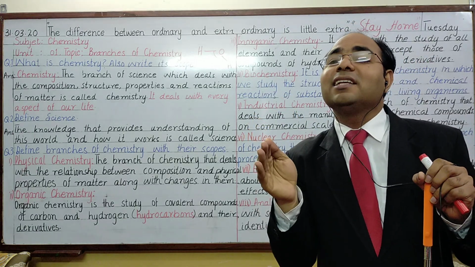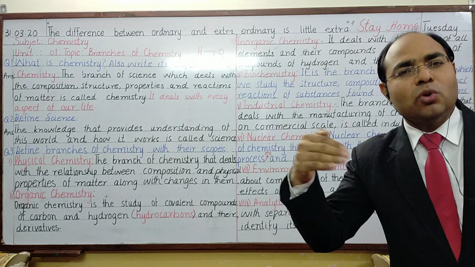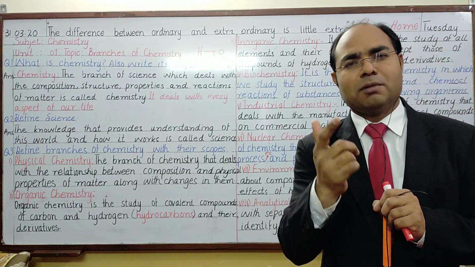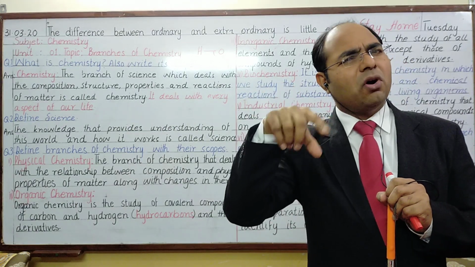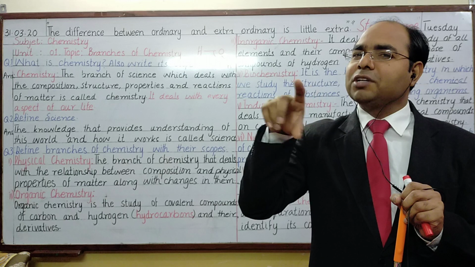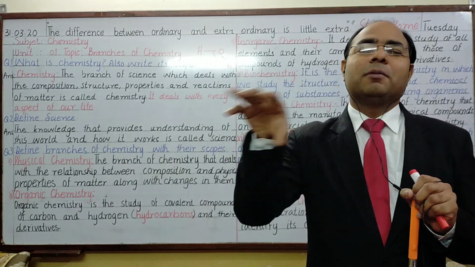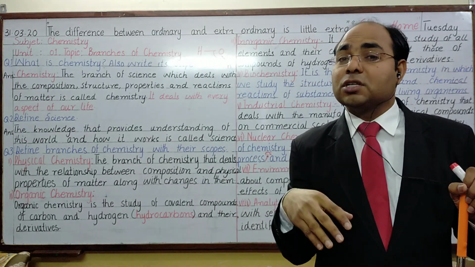But if you change its composition, if you add one more atom of oxygen into O2, what will it become? It will become O3. So what is O3 now? Ozone. Do you think the properties of ozone and oxygen are similar? No, not at all. It will have all different properties. Melting point would be different. Boiling point would also be different. Uses would also be different.